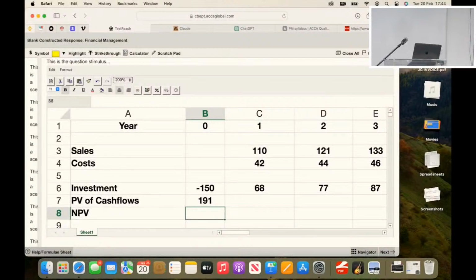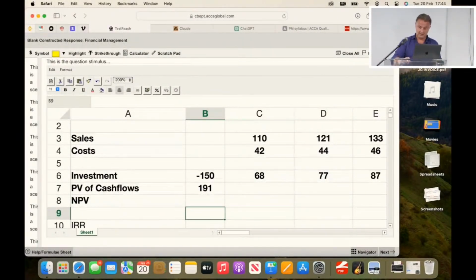So what's the net present value in total? 41, yeah. 191 is the value of all the cash flows in the future. 150 is the value now. The net present value is 41. So I'll just put that in there. Equals sum, open brackets, there, colon to there, close my brackets, and I'm done.